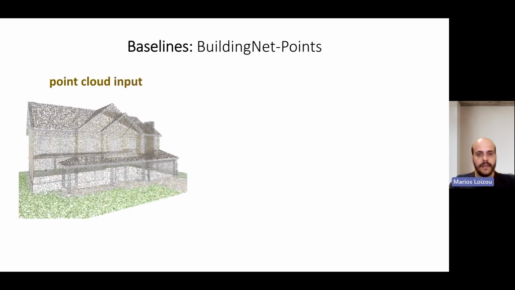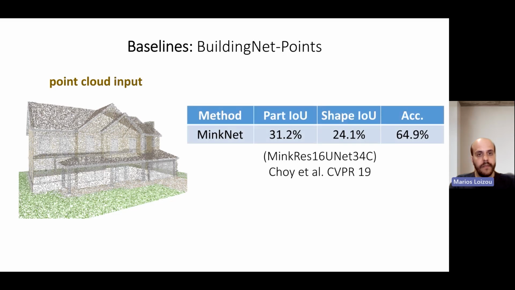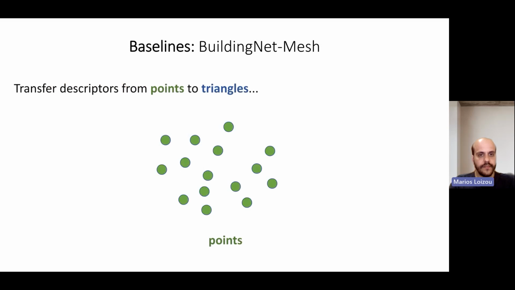Let's now discuss the baseline methods employed for the two evaluation phases of the BuildingNet challenge. The baseline methods provide participants with a starting point and a performance reference for their models. For the BuildingNet-Points phase, we tested a classic U-Net architecture that utilizes residual blocks. This network was implemented using the Minkowski Engine, an auto-differentiation library for sparse tensors.